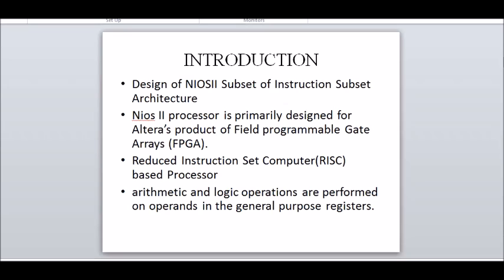The NIOS2 processor is a 32-bit RISC processor, and every processor consists of the central processing unit, which is made up of the arithmetic logic unit, register file, internal buses, and the control unit. NIOS2 processor is mainly designed for field programmable gate arrays, where the programs that are designed or simulated in the Ultra are directly downloaded to the FPGA chip. And NIOS2 is a RISC-based processor, and the arithmetic and logic operations are performed on the general purpose registers.